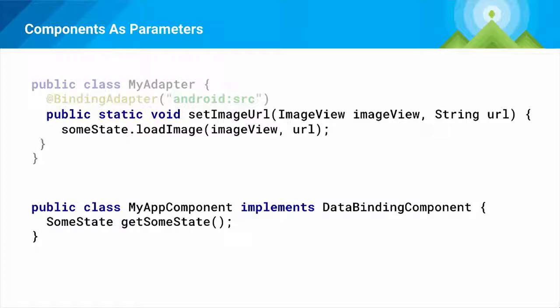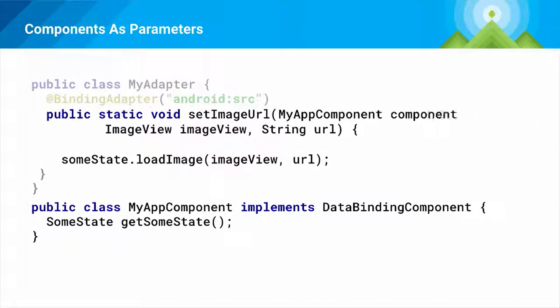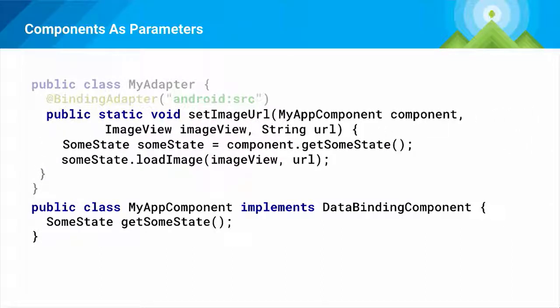So in this case, you implement your data binding component, but you add your own method to it. Okay? So when you add your own method to it, we don't know anything about this method. This is something that you know about. But we're going to pass it to you as the first parameter, if you'd like. Now you can do whatever you want. So we have our own cache here that we can load our data from.